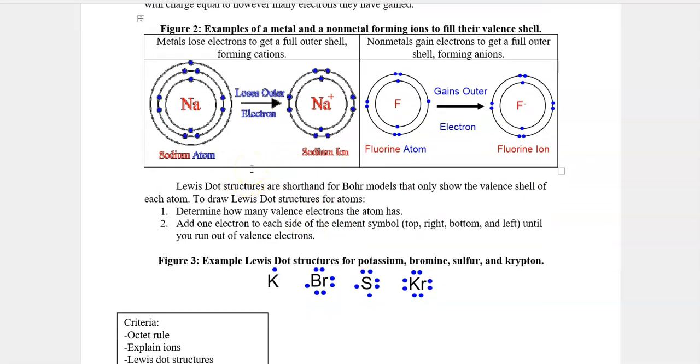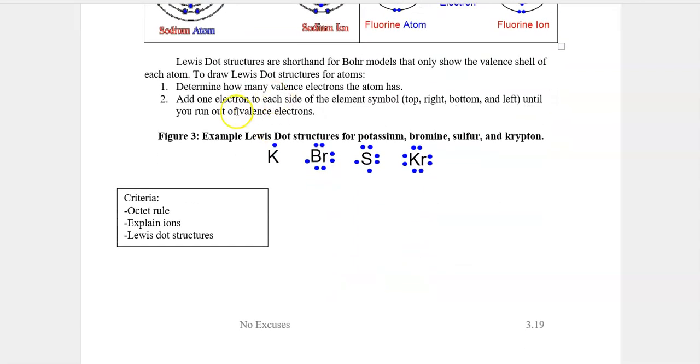Lewis dot structures are shorthand for Bohr models that only show the valence shell of each atom. To draw Lewis dot structures for atoms, determine how many valence electrons the atom has. Add 1 electron to each side of the element symbol, top, right, bottom, and left, until you run out of valence electrons. So here's some examples.